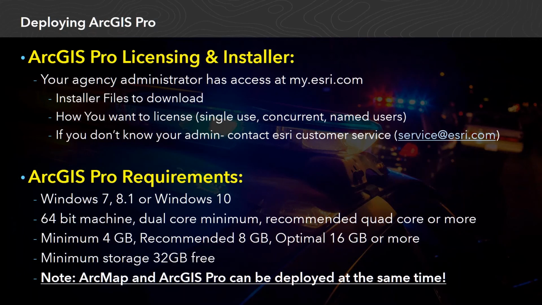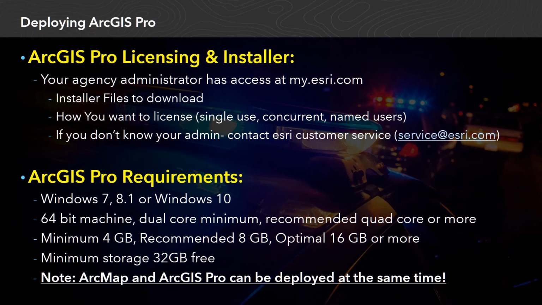And ArcGIS Pro has a number of different ways in which it can be licensed. It can be licensed either in the standard ways through single-use authorization files or concurrent use, but then it also can be connected to your ArcGIS Online or ArcGIS Enterprise named user account. So it can be enabled through your portal, so you just log in with your username and boom, ArcGIS Pro works. If you don't know who that person is in your agency, contact Esri customer service at service@esri.com, and they can help you identify who that person is in your agency who has rights to get at the my.esri.com portal to get the installer and to get your licensing files.